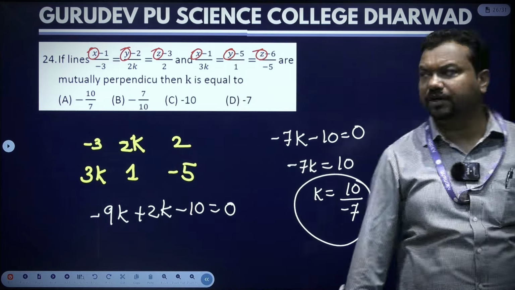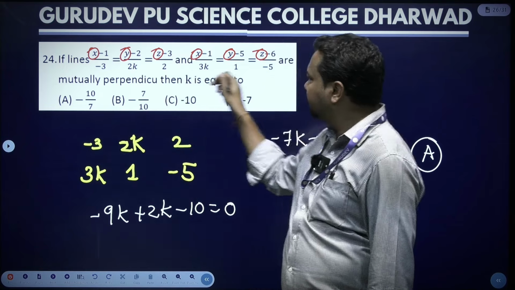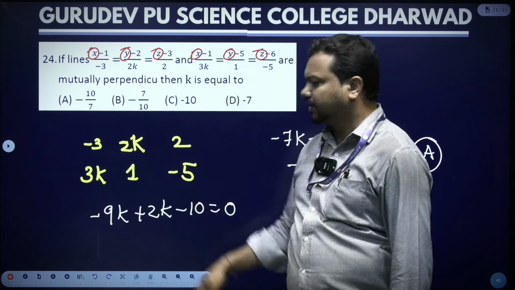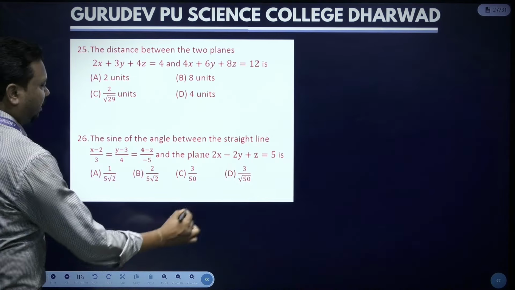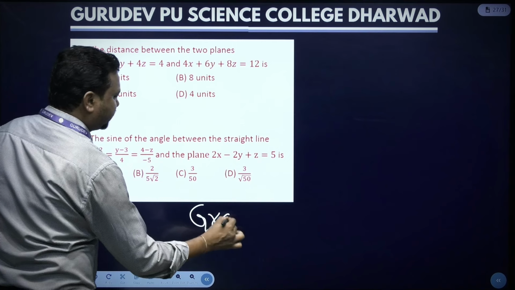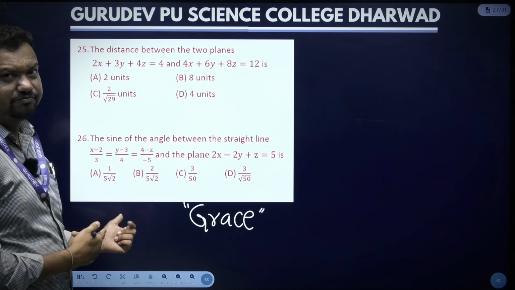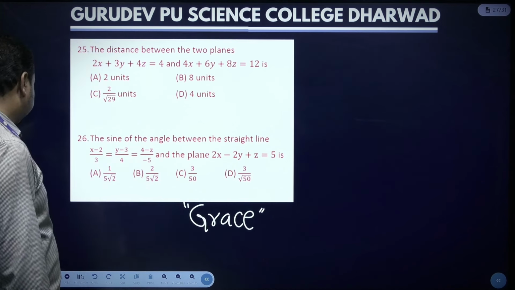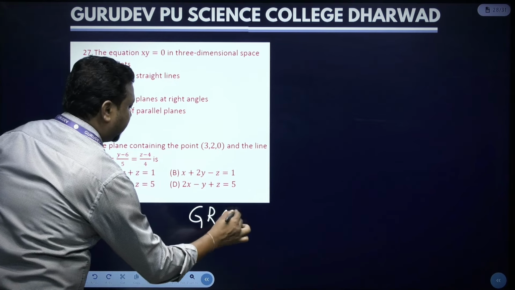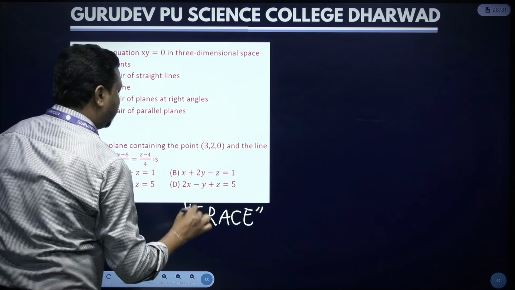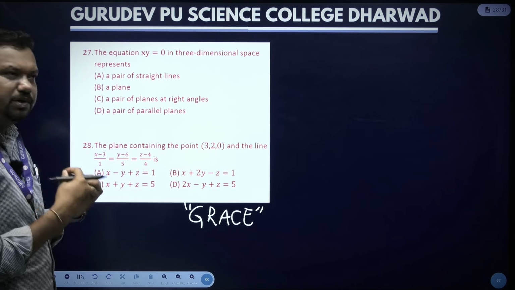Right? So what have we done? If two lines are perpendicular, take the sum of the products of the denominator ratios. Right? So, let's go for the next one. Once again, two grace questions. Let God's grace be on us. We have to get these grace marks. Again, grace questions, out of the syllabus questions, not taught in board, nobody solves them competitively.